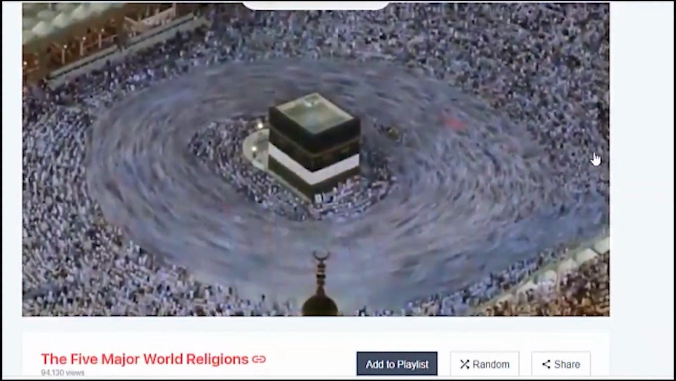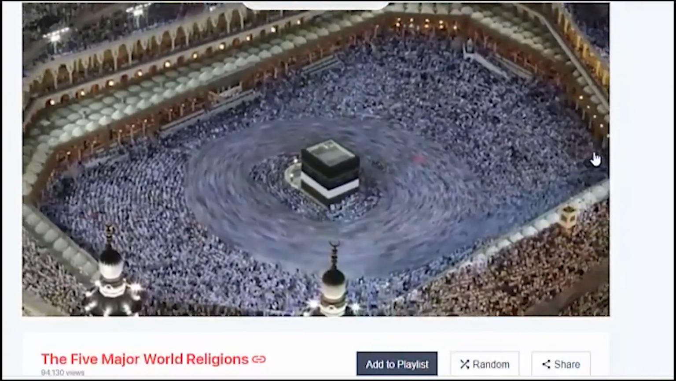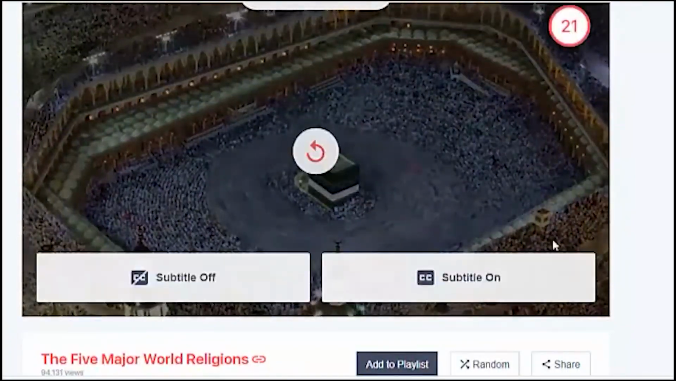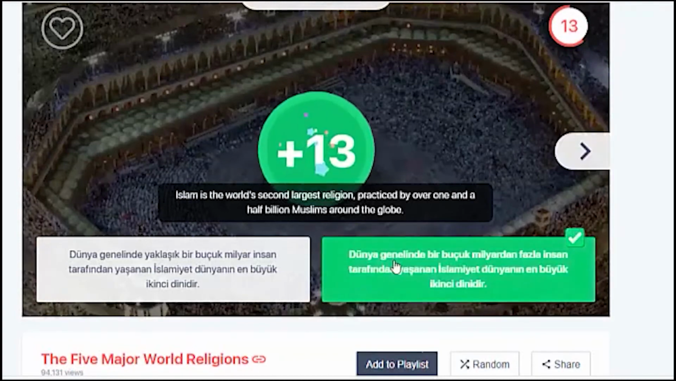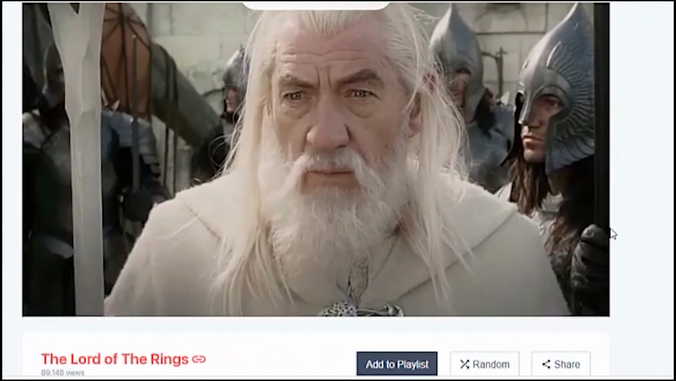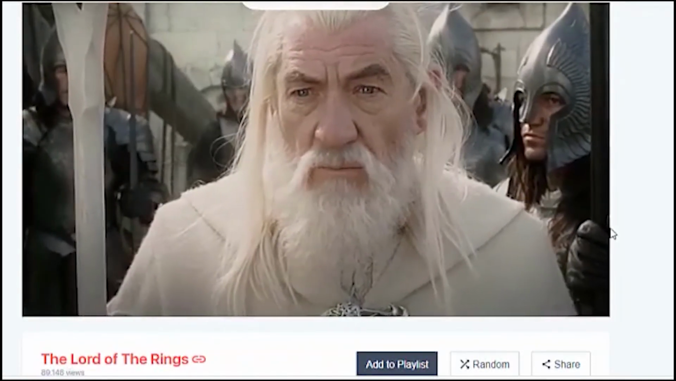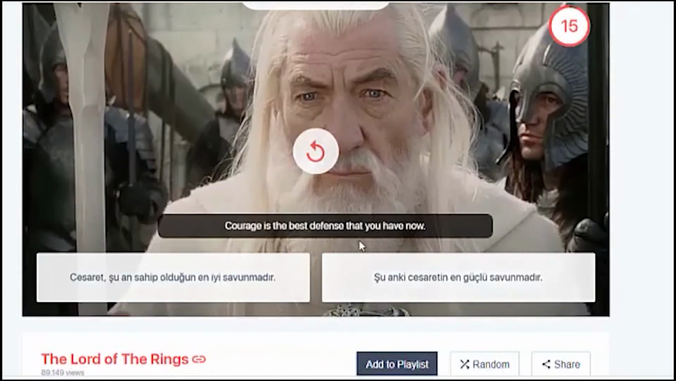Islam is the world's second largest religion, practiced by over 1.5 billion Muslims around the globe. Okay, here we have second largest. Courage is the best defense that you have now. Here we have the best.